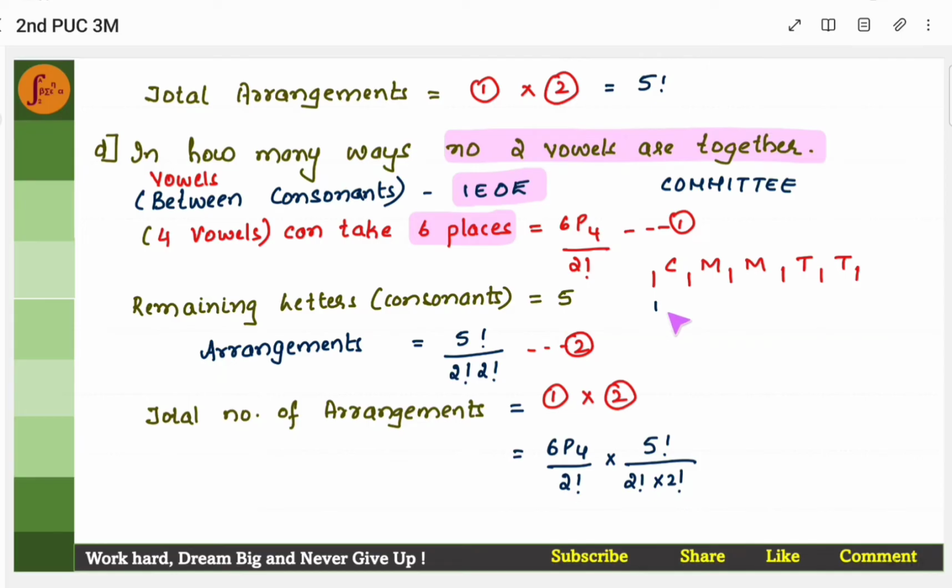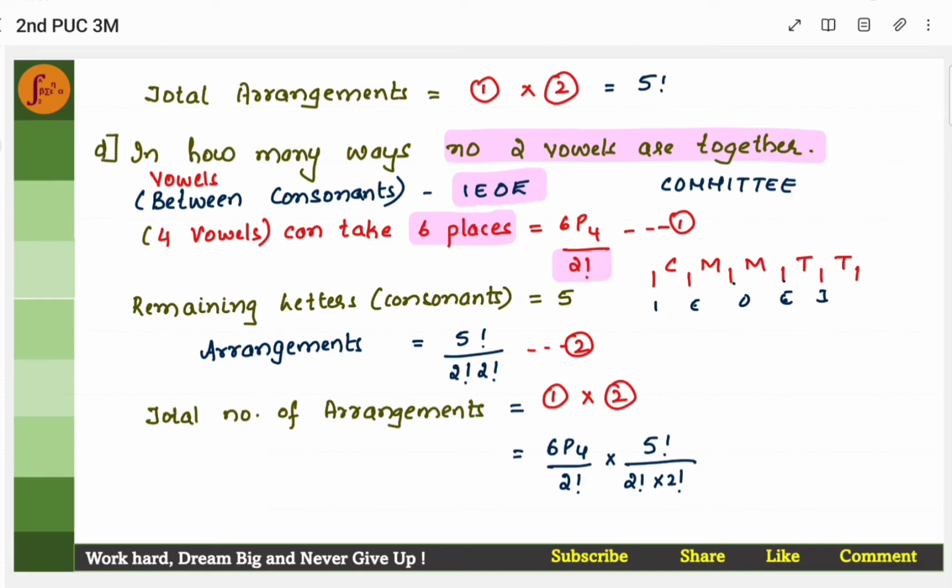These 4 vowels should be sitting in between the other letters. Here you can have vowels. Right? Here you can have vowels. So how many places are there? It has 6 places. 1, 2, 3, 4, 5, 6 places. And 4 vowels need to be fitted in. So 6P4. 4 vowels to be selected and placed in 6 positions. So 6P4 and repeated letters. Let's not forget repeated letters in the denominator. E is repeated twice, so 2 factorial.